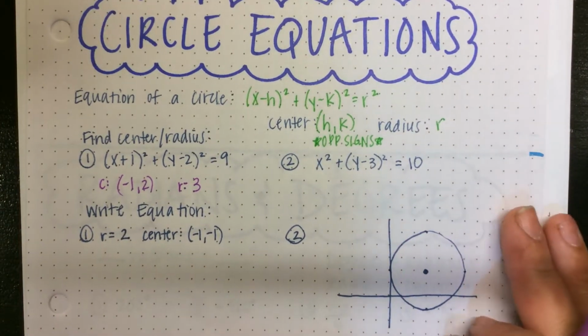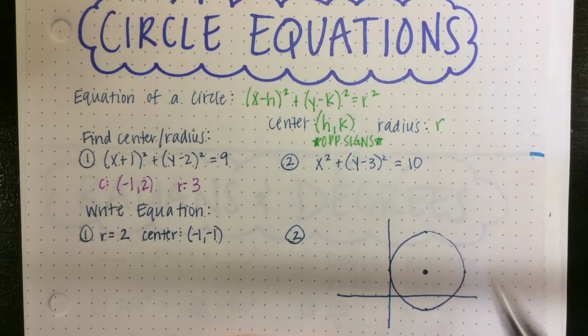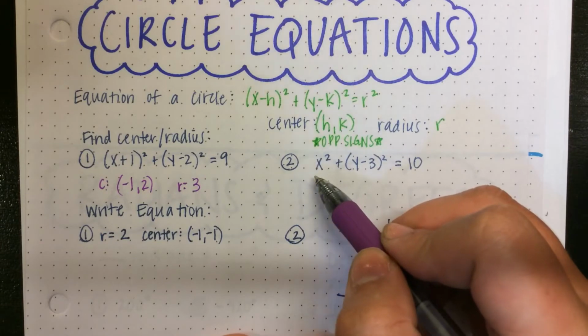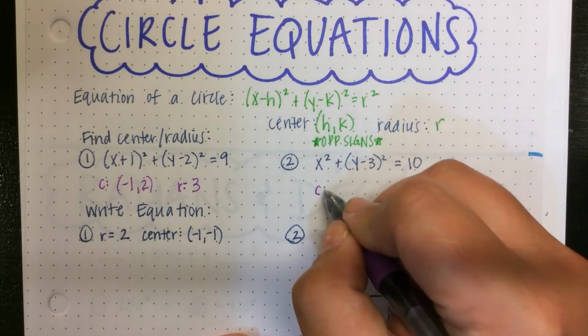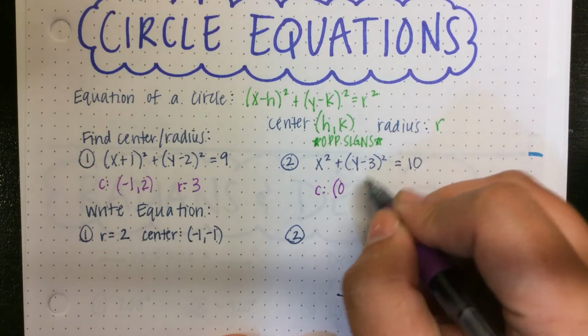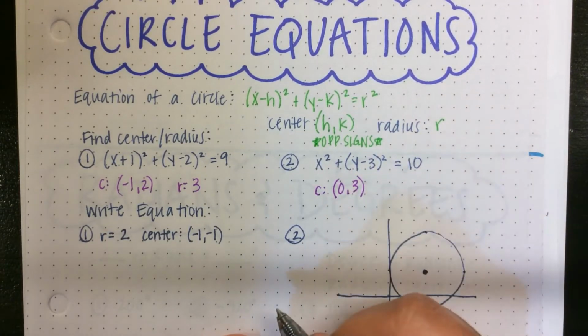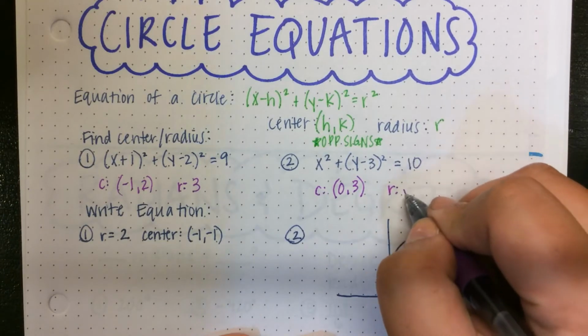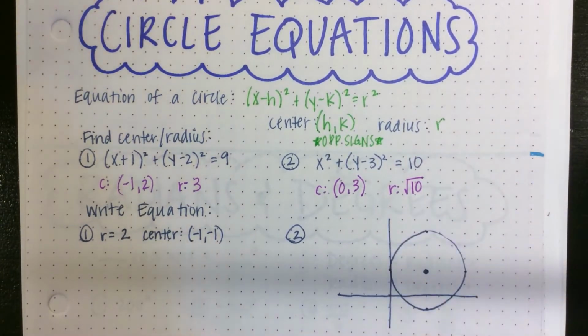Right, now number 2 still is easy, just looks kind of weird, right? I don't have any parentheses here. I don't have an h, which means h is 0. So if you don't have parentheses, it just means that value is 0. And then my k is going to be a positive 3. Now this one's also a little weird because 10's not a perfect square. Just leave it. So my radius would be the square root of 10, right? Don't have to worry about typing that in or anything.